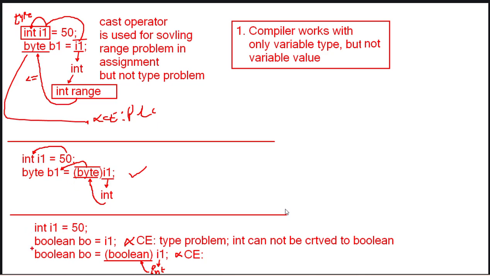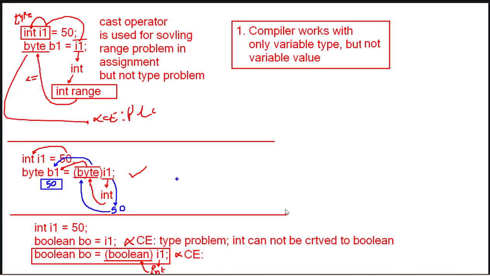Can you solve the type problem by using cast operator? No. Second point, tell me now. First of all, here tell me what JVM will do. JVM will work with type of the value or actual value? Actual value. JVM takes the value available in I1 variable and checks, is this value in the range of byte? Yes, then it will store in the byte variable. Byte variable memory created, value 50 stored.